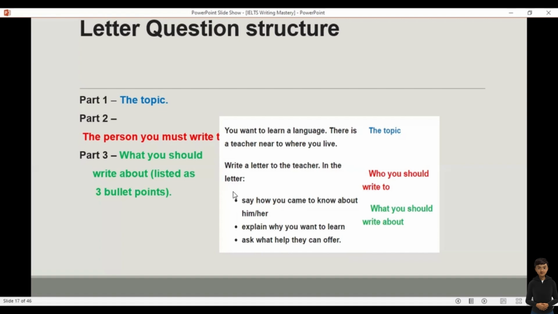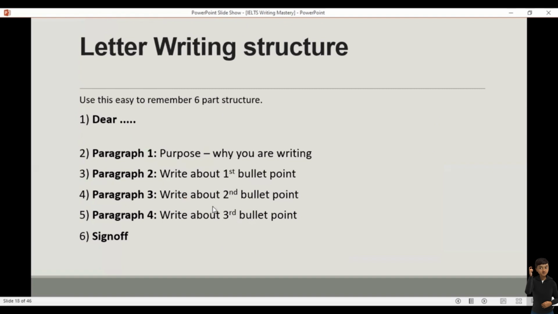Before writing your answer, understanding your question is really important. Next, we have the letter writing structure, how you are going to write your letter. Use this easy to remember six-part structure. We will start our letter with Dear, whether it's formal or informal. If it's formal, we can say Dear Sir, Dear Madam. And if it's informal, we can say Dear Ahmed, Dear Allison, Dear Howard, whatever the name is. So we can write this way.